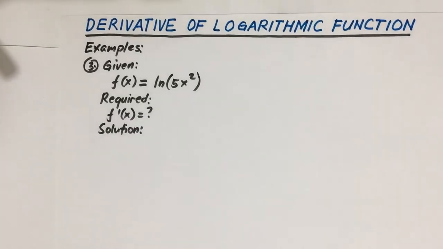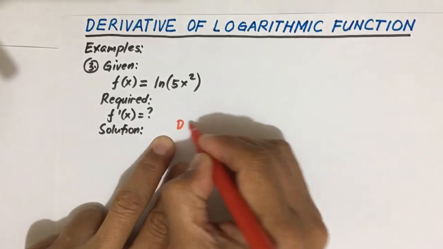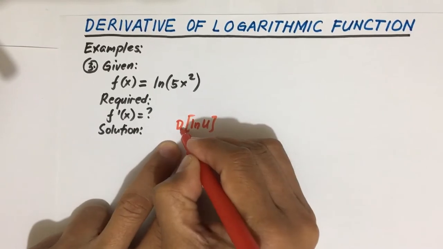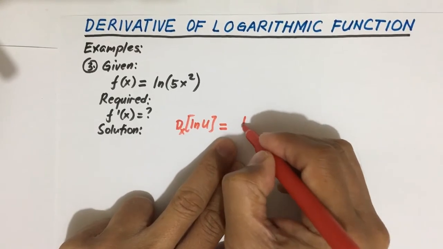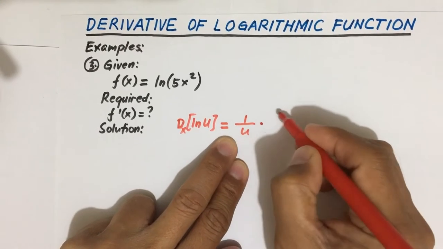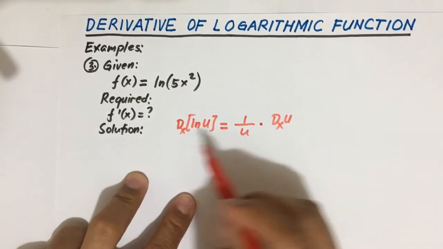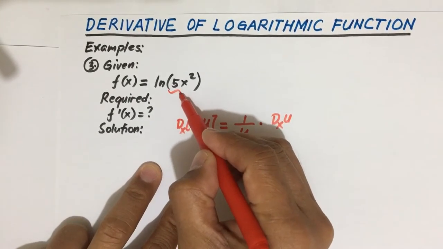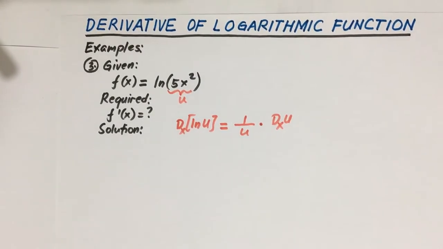Now for our solution, once again we are going to use the formula for ln. So we have derivative of ln u with respect to x. This is equal to 1 over u times the derivative of u with respect to x. Okay, so here we have to identify what is u in the given function. So in this case, this is our u.